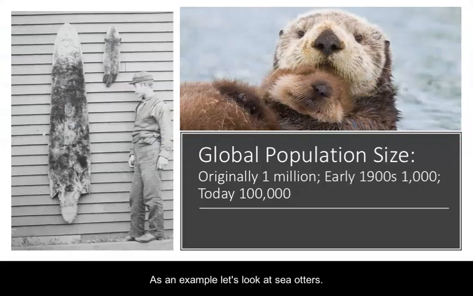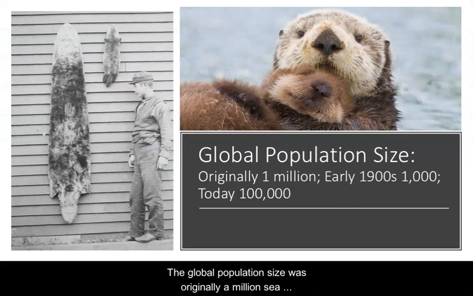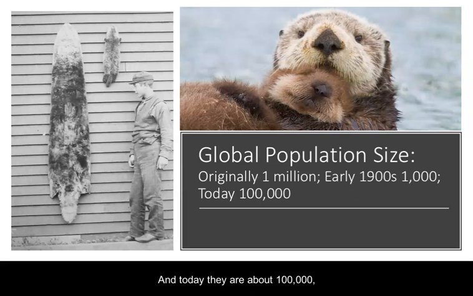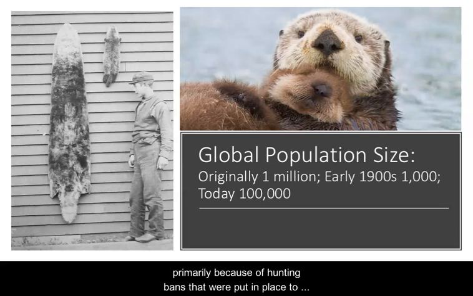As an example, let's look at sea otters. The global population size was originally 1 million sea otters, but by the early 1900s, the worldwide number was down to 1 to 2,000, and their decline was caused by overhunting. They have the densest fur of any animal. They have by far the softest fur of any mammal. And today there are about 100,000, with just over 3,000 in California, and that recovery of this population was due primarily because of hunting bans that were put in place to protect the species.